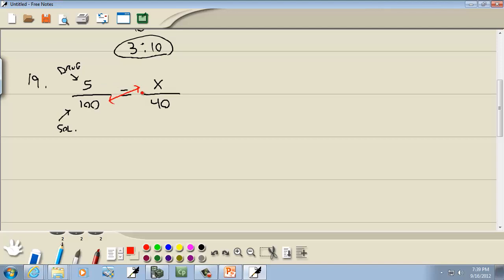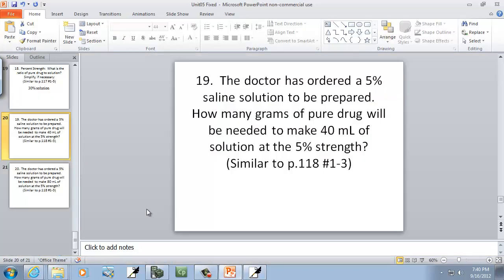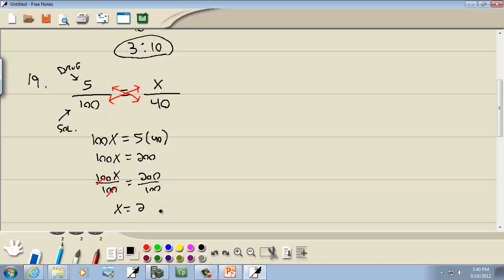Proportion is where you got a single fraction equal to a single fraction. So what we can do is we take the 100 times x, so that gives us 100x, and 5 times 40. Well, 5 times 40 gives us 200. And then we want to divide both sides by 100 to get the x by itself. And these hundreds cancel. And 200 divided by 100 gives us 2. And that'd be in grams, how many grams? So that'd be your answer.